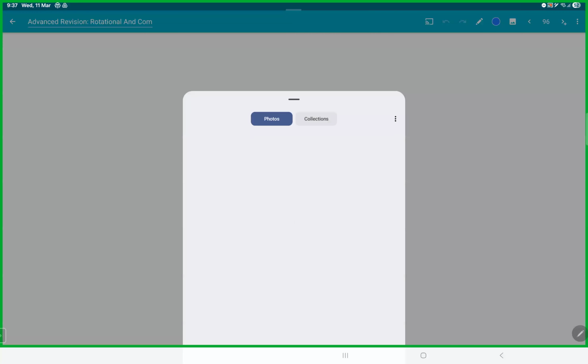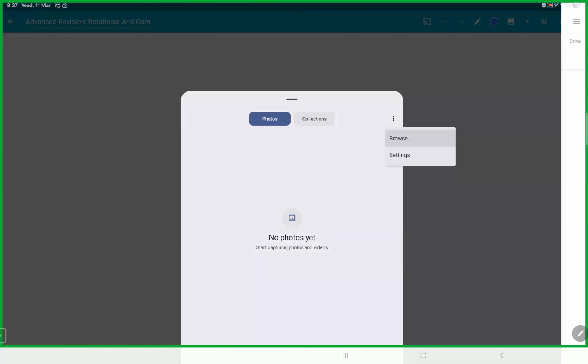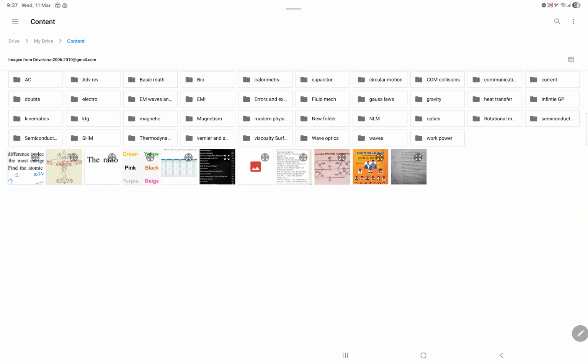Let's see. I hope it got loaded by now. It's not getting updated here. It will take time. But it is actually the Irodov question I showed you before.